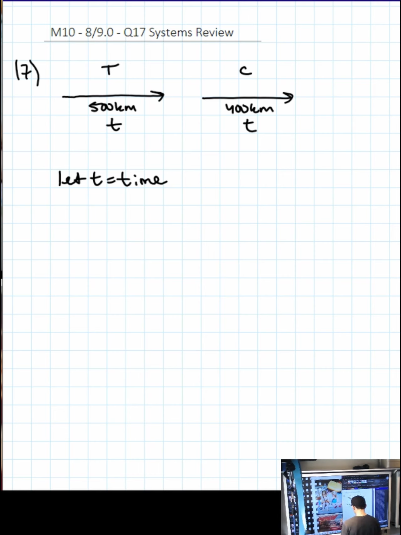Now the truck travels 10 kilometers faster than the car. So let's say the car goes V. Let V equal car's speed. Therefore, the truck will simply be going V plus 10. Okay, so let's start off with S equals D over T.